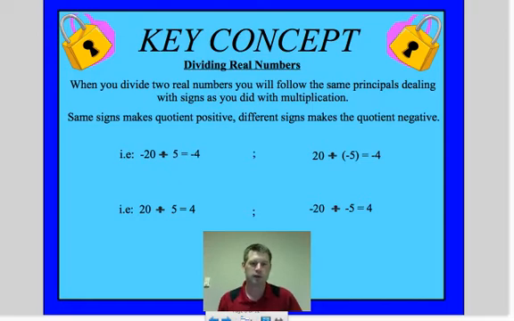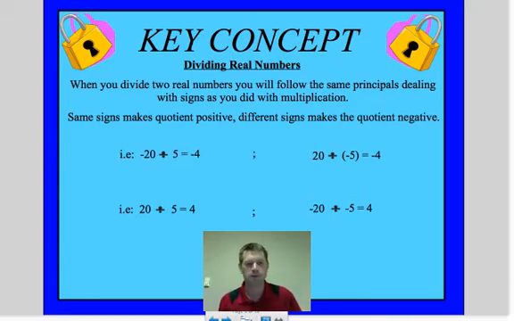We're in key concept number 2 now, which is dividing real numbers. When we divide real numbers, it's pretty much the same process as the product. The only difference is we're dividing, so it's really nothing different. When you divide two real numbers, you follow the same principles with the signs as multiplication. Same signs, you have a positive quotient. Different signs, a negative quotient.